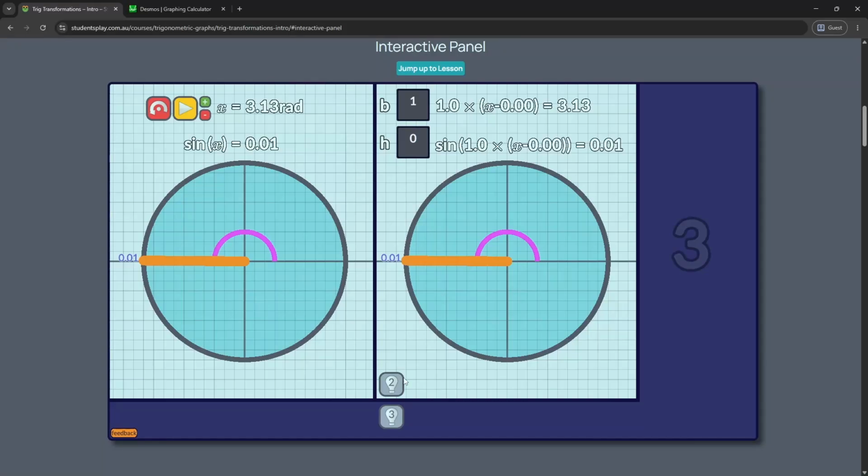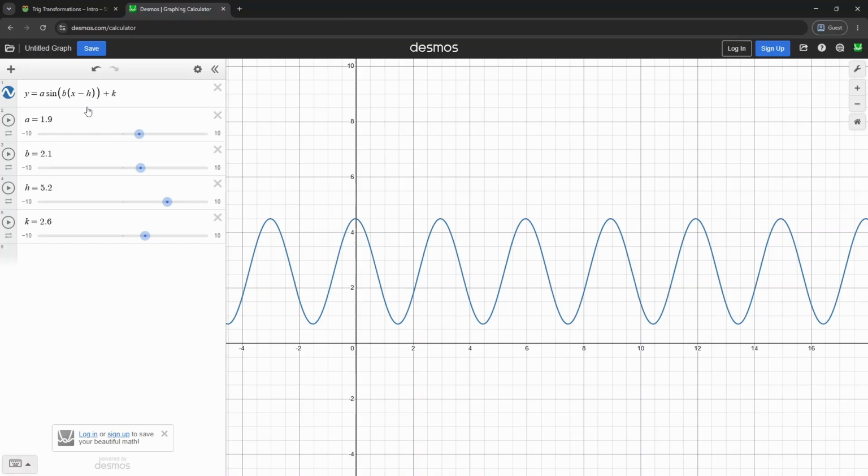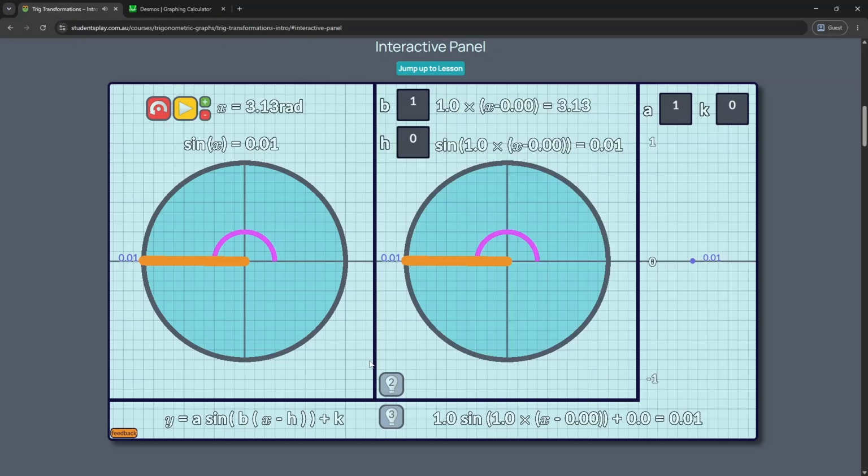Okay, now let's hide this one and look at this part here. So A and K, the interesting thing about A and K compared to B and H, if we look back over here, see how we have our sine, and then within the sine is X and B and H. And so they're all looking at the things that go into the sine. And so this is all to do with the angle. Okay, so anything we change with B and H is only going to affect the angle.